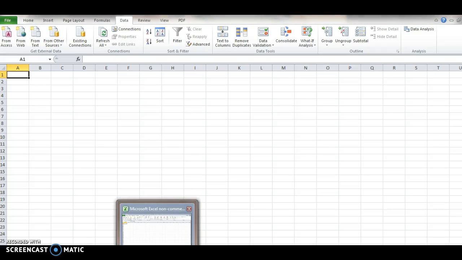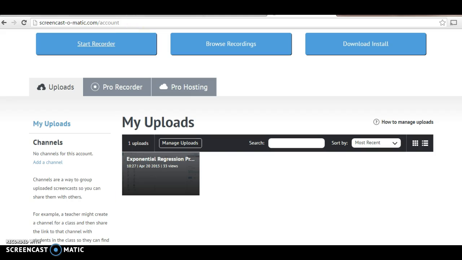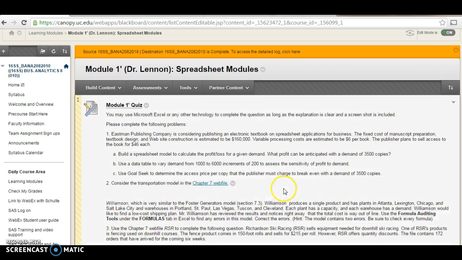Hello everyone, so we're going to do a problem similar to number 3 on the spreadsheet models section on the quiz with Eastman Publishing Company. So for your problem, we have Eastman Publishing Company. They have variable costs and fixed costs per book, and they have a price point they plan on selling it for, and we want to build a spreadsheet model in the following way.